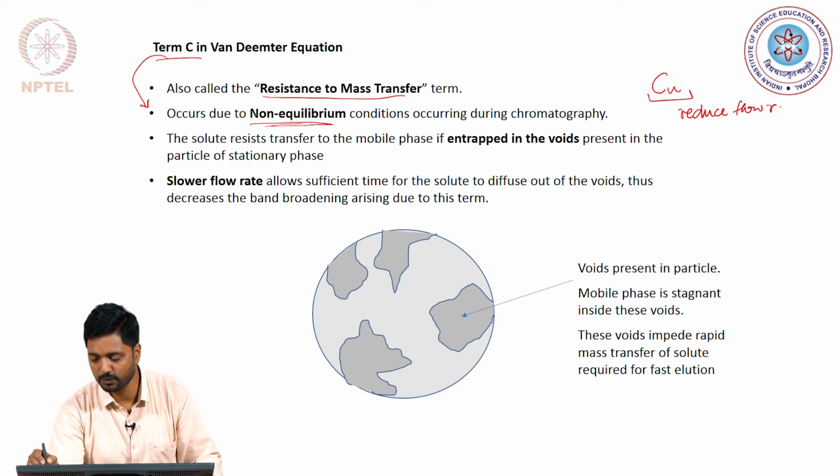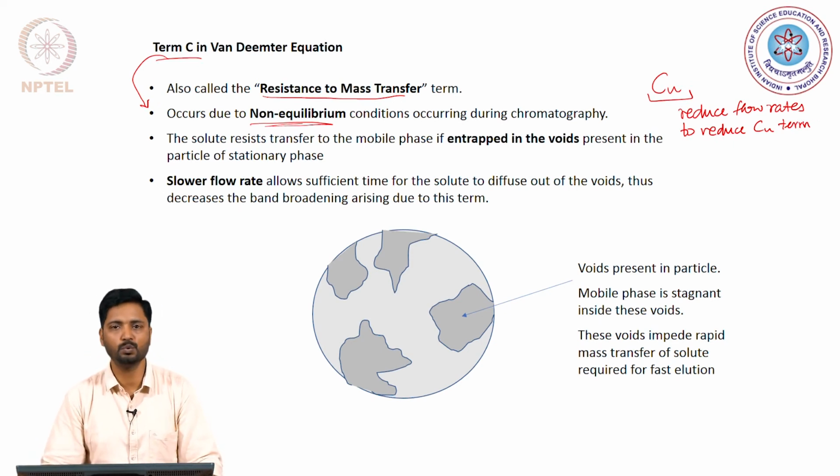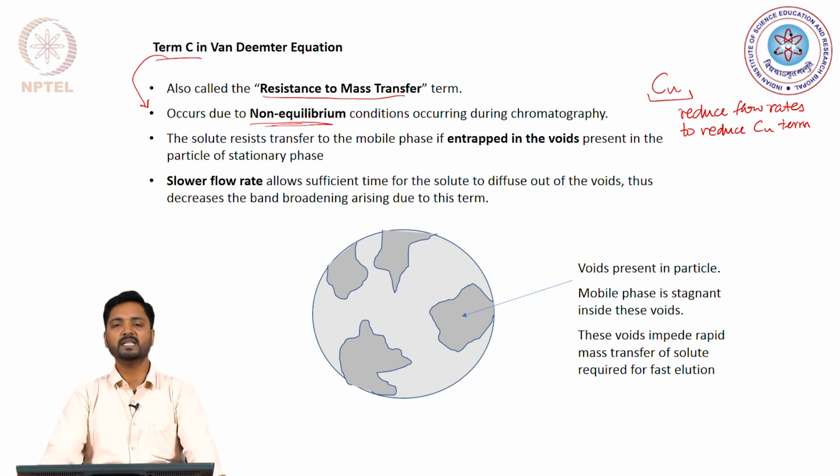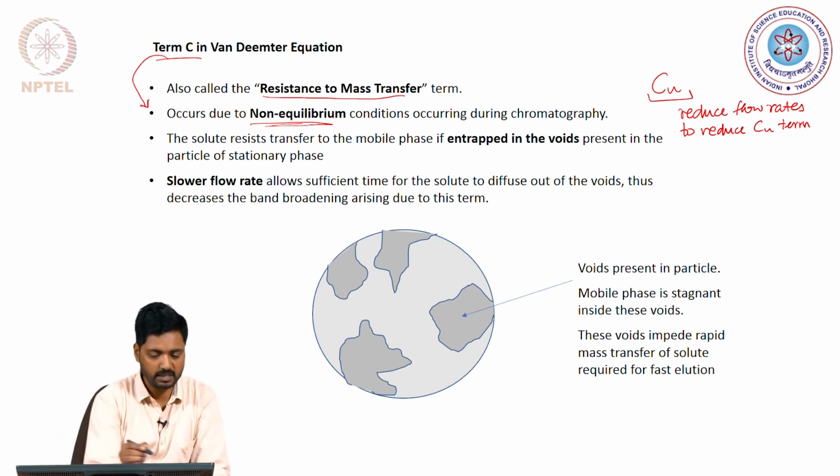So, we need to reduce flow rates to reduce the C into U term, the final term of the Van Deemter equation. Now, this is quite contrary to the previous term related to the longitudinal diffusion, where we wanted to flow the solute out at a very rapid pace, so that the longitudinal diffusion out of the band could be minimized. Now, why this C term has such a relation with the flow rate is explained in the third point.